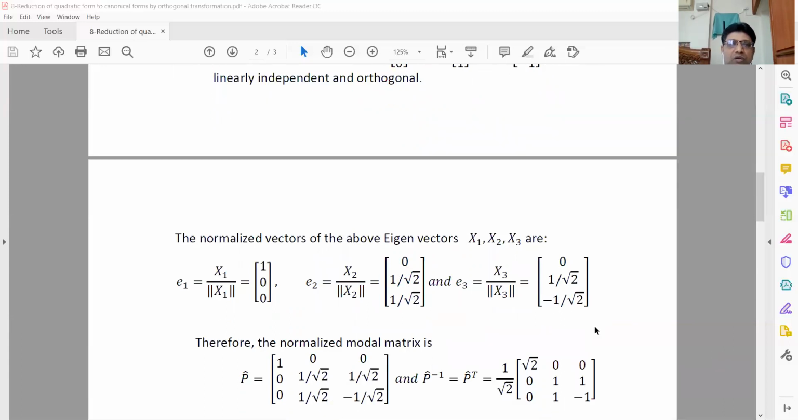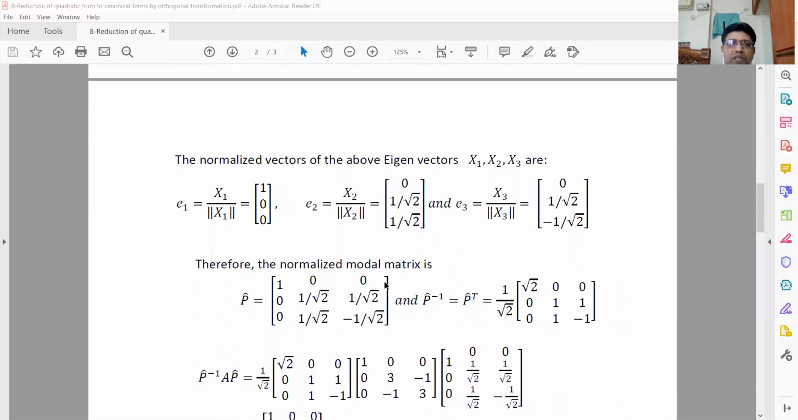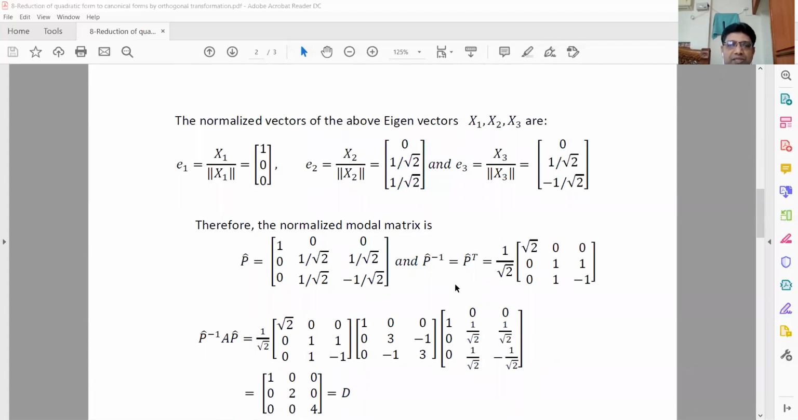root 2. So once you got the norms, then construct the normalized model matrix, which we are representing with P cap. So this is the normalized. So this is first vector, second vector, third vector. Then calculate its inverse. Because this is an orthogonal matrix, its inverse is nothing but its transpose only. So take its transpose. And here we took its transpose and we brought 1 by root 2 outside. So this is the P inverse.